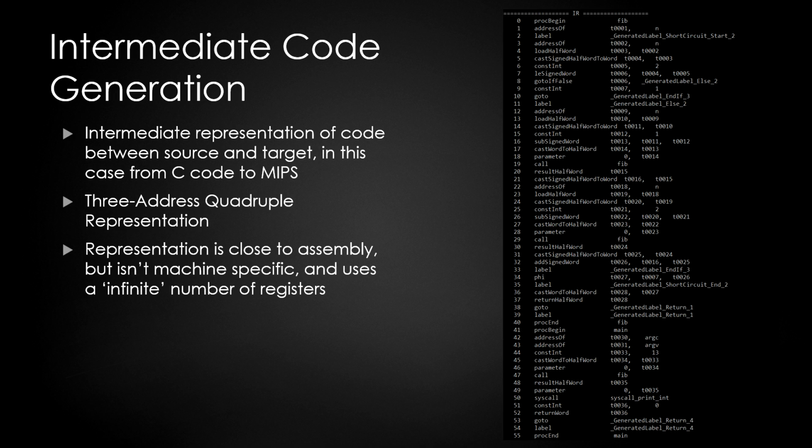Essentially, this is like assembly, but it's machine agnostic. All the instructions can relate to different assembly instructions, but we have an infinite number of registers at this point, which is useful in a couple of ways. We can expand our compiler to compile to different machines instead of just MIPS like we're doing here, but we can also perform operations on this IR, which would then be valid for whatever we're translating this code to.